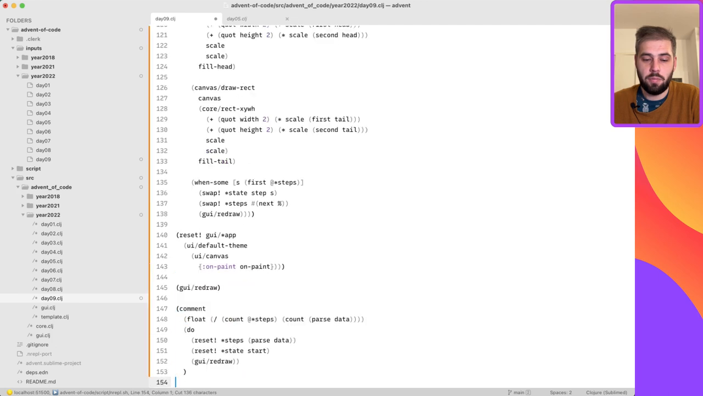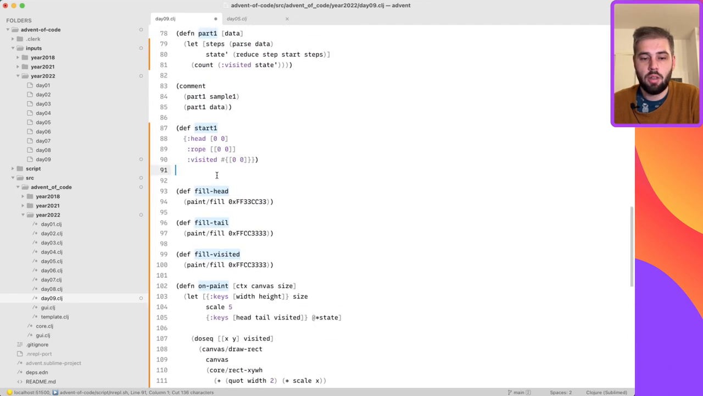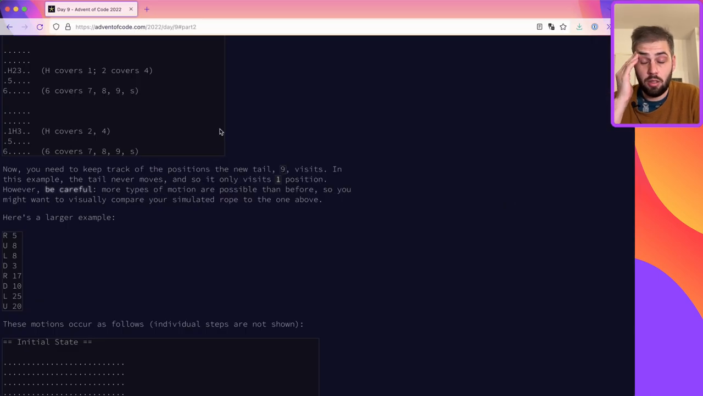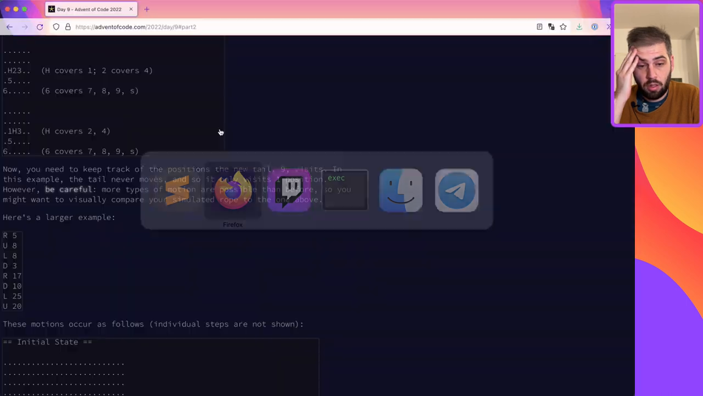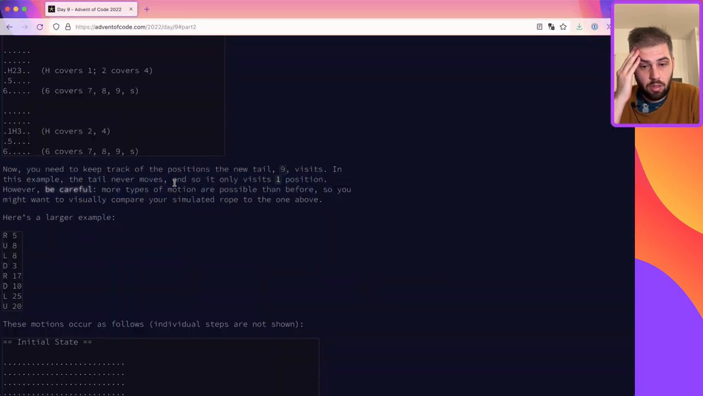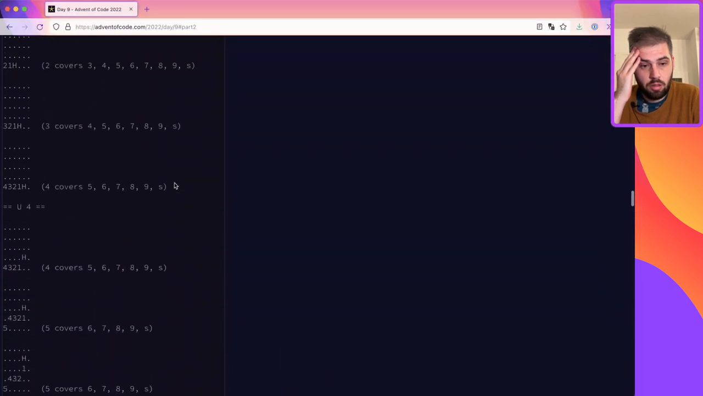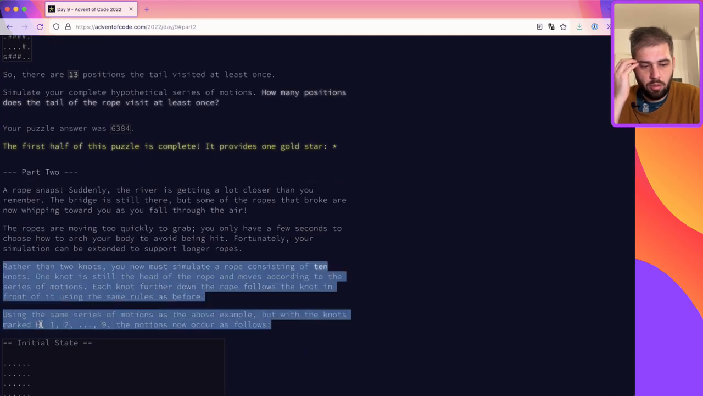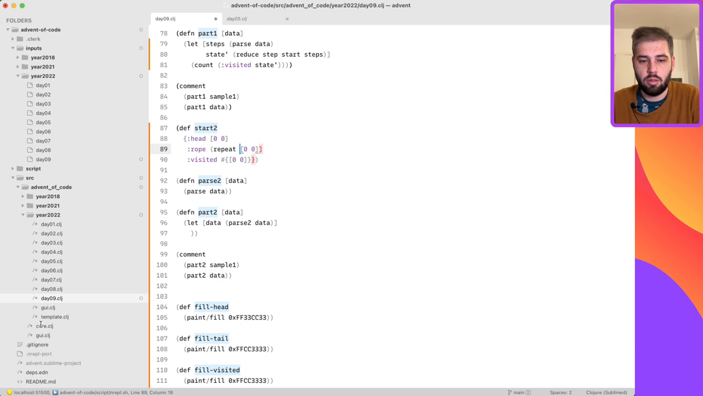Surprisingly, or not surprisingly, I don't know. Okay, but we need also start two, and here we repeat. How many? Nine. It's nine, right? Nine. So basically nine tails. So total repeat 10 like this. Okay, and visited is like our last. Okay.